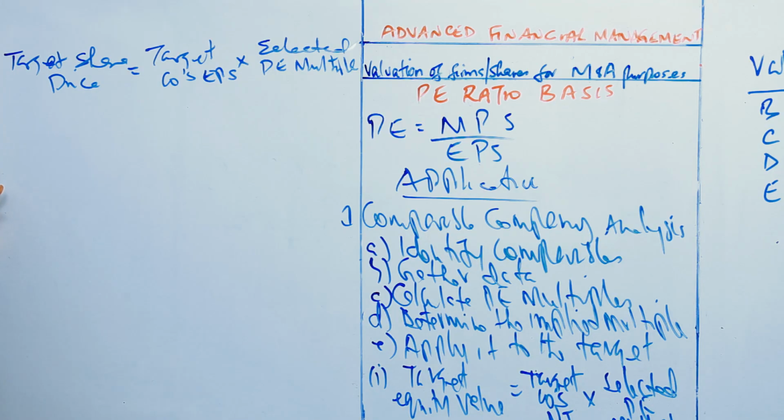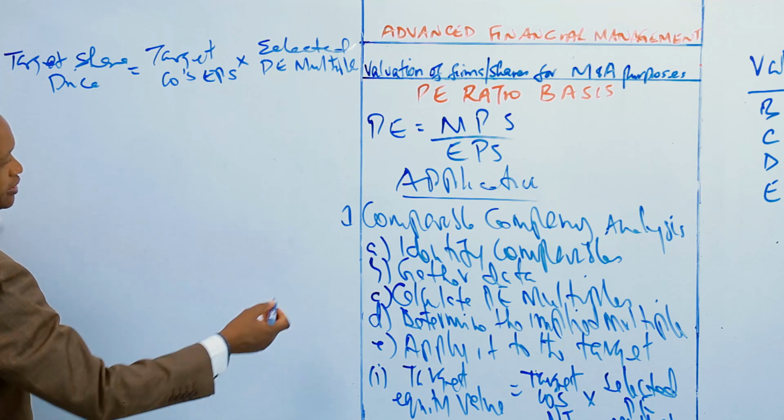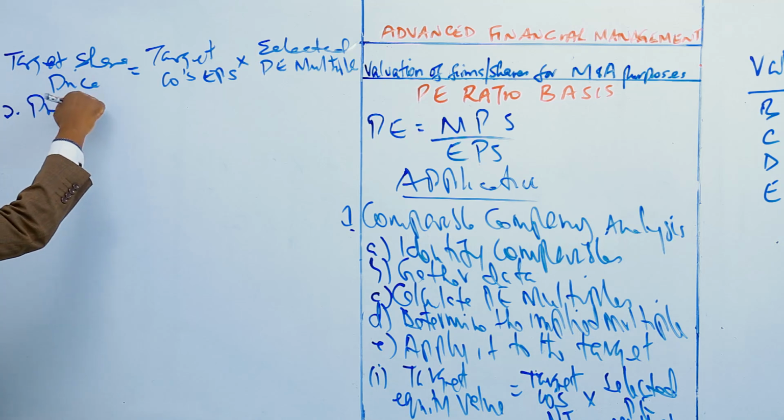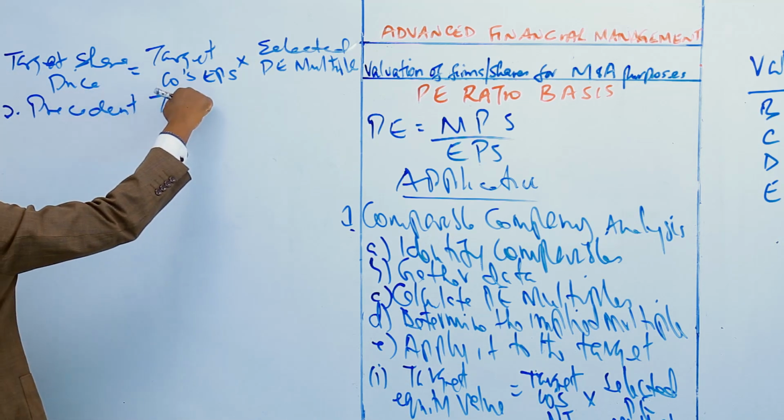There are two applications. The primary application of the PE ratio in mergers and acquisitions is through the comparable company analysis. Number two is the precedent transaction analysis.